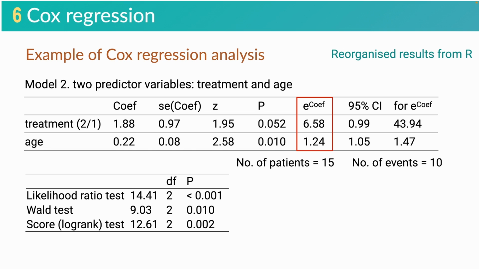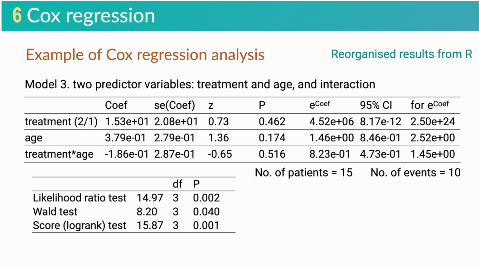The hazard ratio for age is 1.24, indicating that a patient 1 year older than another patient, but being given the same treatment, has an increased risk of dying by a factor of 1.24. In this case, the confidence interval does not contain 1, indicating the statistical significance of age.